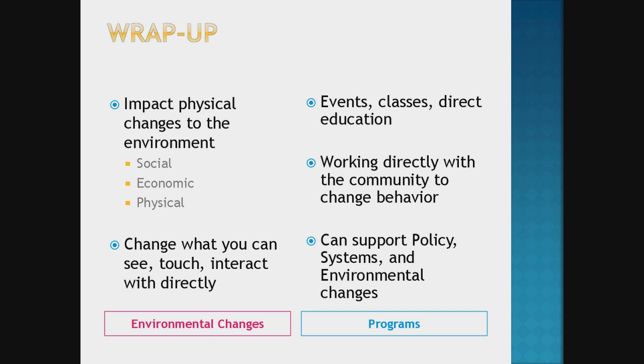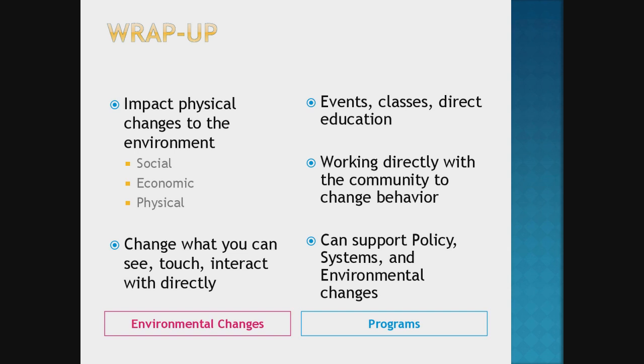Environmental changes are things that impact physical changes to the economic, social, or physical environment, as we've covered throughout this presentation. They change what you can see, touch, interact with directly. Environmental changes can come about as a result of policy or system changes that happen within a community. They are often very long-lasting, and once they are in place, they remain in place for years to come. Sustainability is a really big part of this.